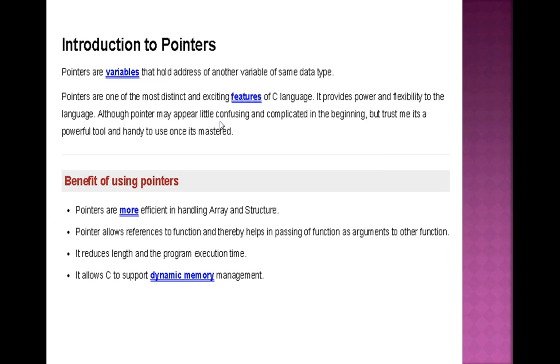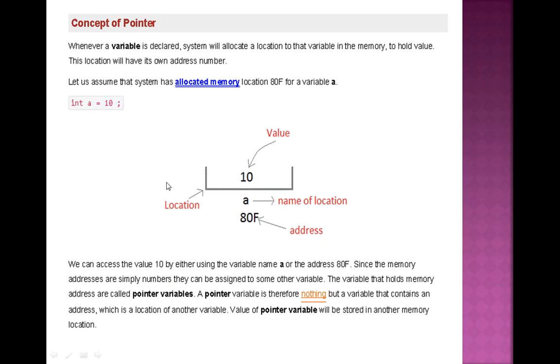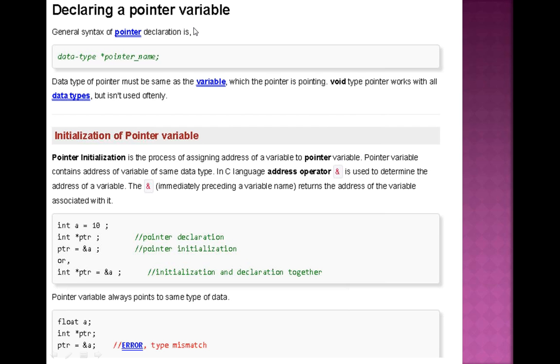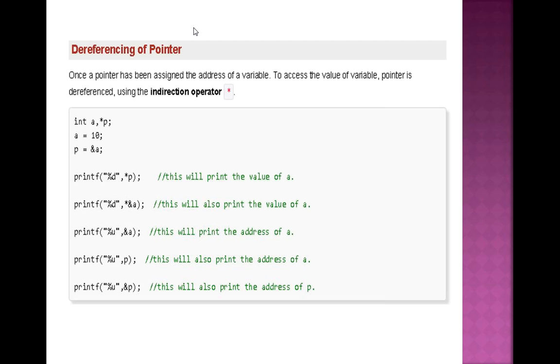Next, we also discussed what pointers are and how we can use them. Pointers are variables that store the address of another variable, or of some other data type. We also discussed the benefits of using pointers, the concept of pointers by example. Then we discussed how to declare a pointer variable, and how to initialize it by using the ampersand operator.